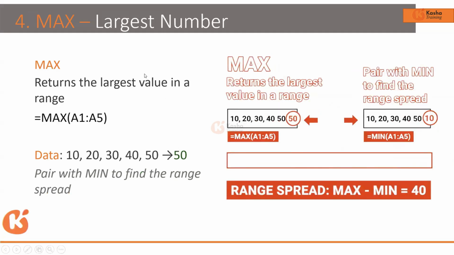The next function is the max function. In this, you have to find the largest number. For example, if your values are 10, 20, 30, 40, and 50, and you give this formula, here you get the largest value. Now, you can also pair this with the minimum to find the range spread. Here you can see this is an example of a range spread. That's a different formula anyway.